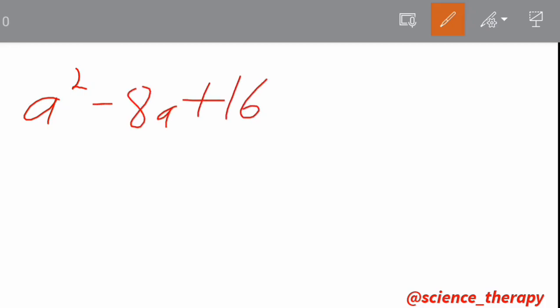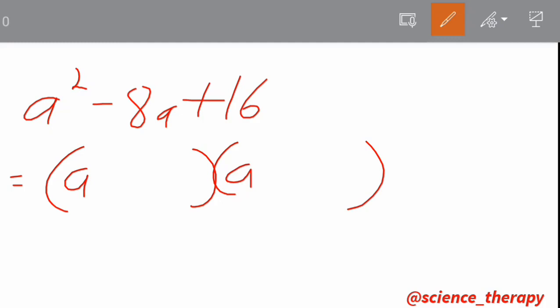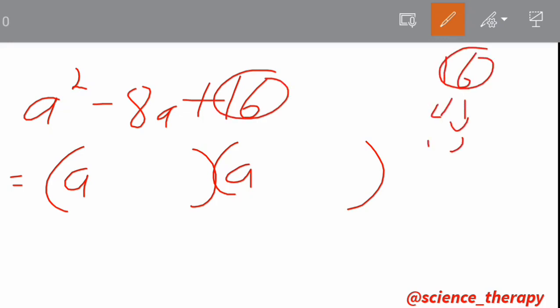Now let's say this time we have a squared minus 8a plus 16. Now for this one again, open 2 brackets, distribute your variable a and a. Now we are looking at 16. Factors of 16 are 1, 2, 4, 8, and 16 itself.